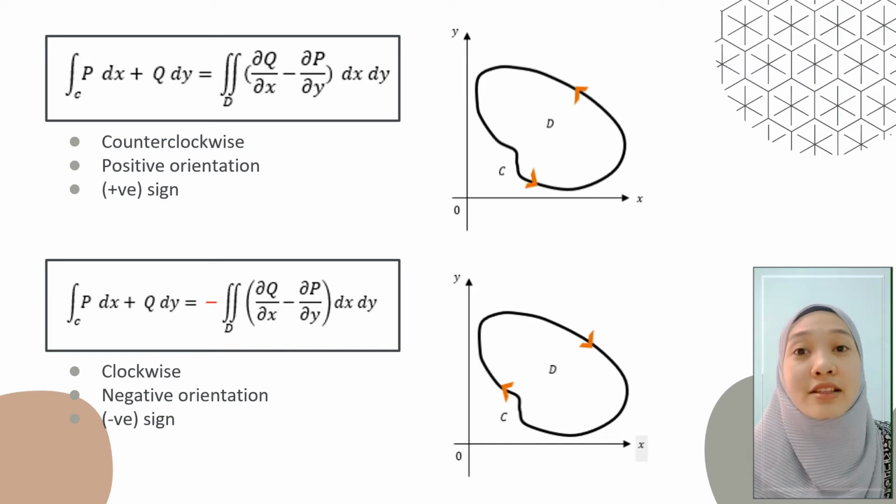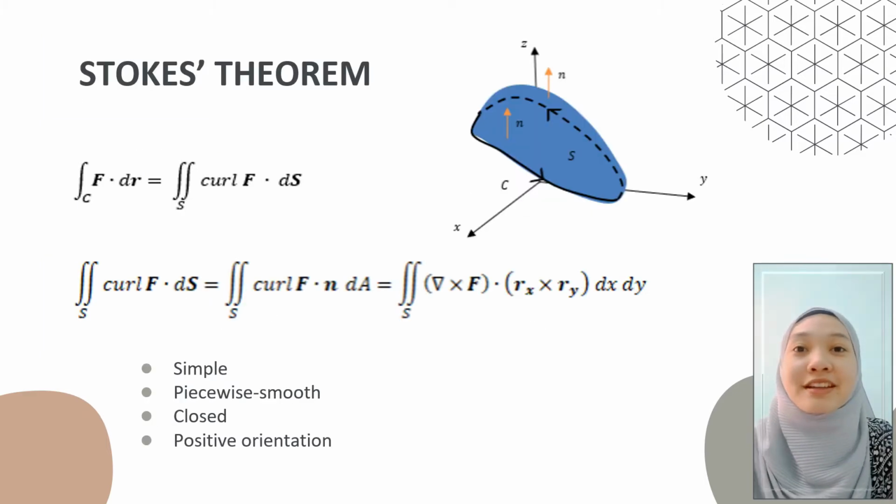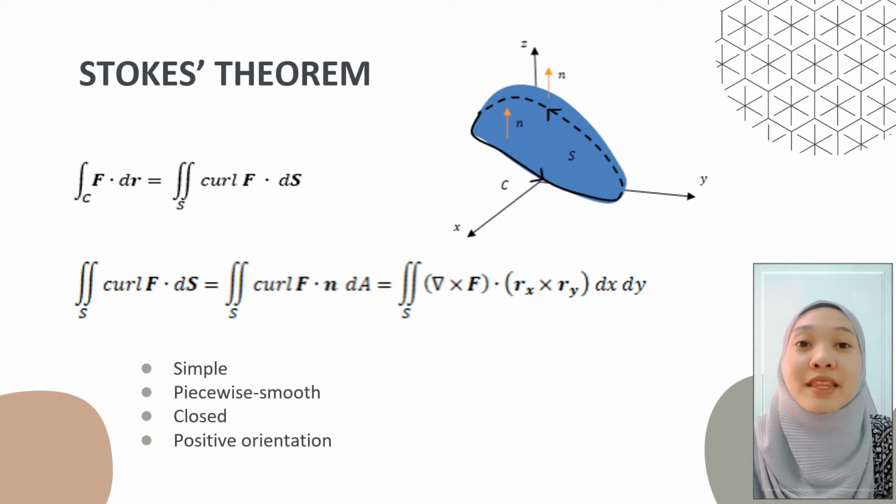If the curve is negatively oriented, which means the curve moves clockwise, Green's theorem can still be applied, but the sign will change on the right-hand side of the theorem, as shown in the slide. Green's theorem relates the double integral over domain D and the line integral of a simple enclosed curve C that lies on the xy plane.